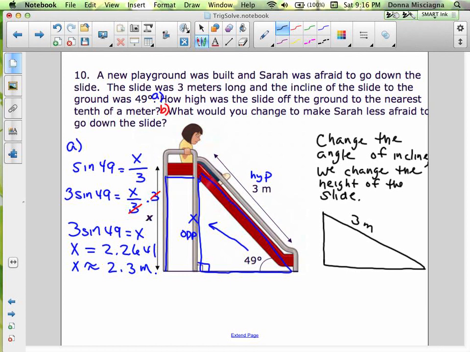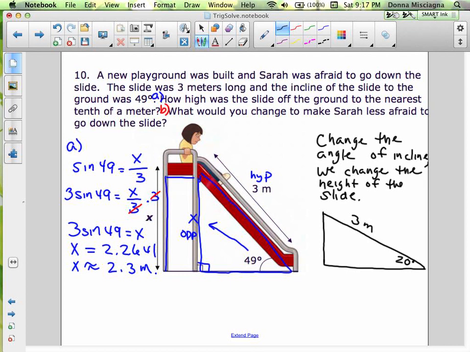So I'm of course assuming that we can replace these bars with some smaller bars. So we're keeping the slide at 3 meters. We're just changing this angle of incline. What if we make it smaller? Because remember, shorter sides are opposite smaller angles. Larger sides are opposite larger angles. What if we make it just 20 degrees? Because quite honestly, Sarah here, she looks like a scaredy cat. Let's just make it 20 degrees.